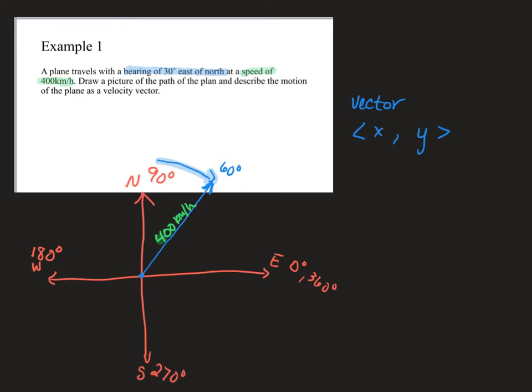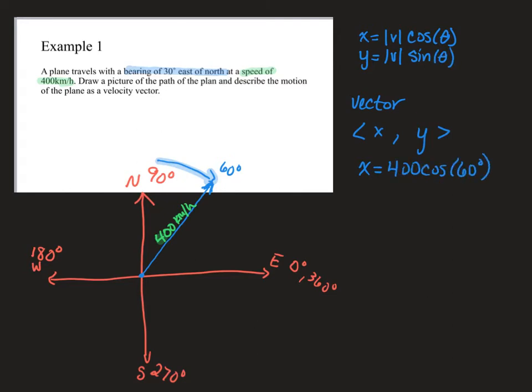And to do this, I'm going to use those formulas that we got in our last video. So to find x, I need the magnitude times the cosine of the angle. And actually, let's write these formulas up at the top. So x equals the magnitude times the cosine of the angle. And y is the magnitude times sine of the angle. Magnitude is 400.